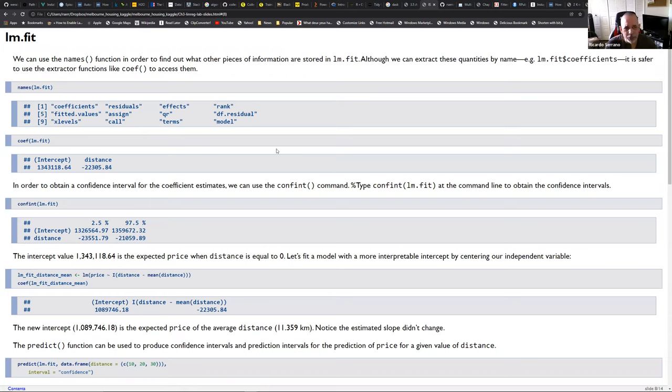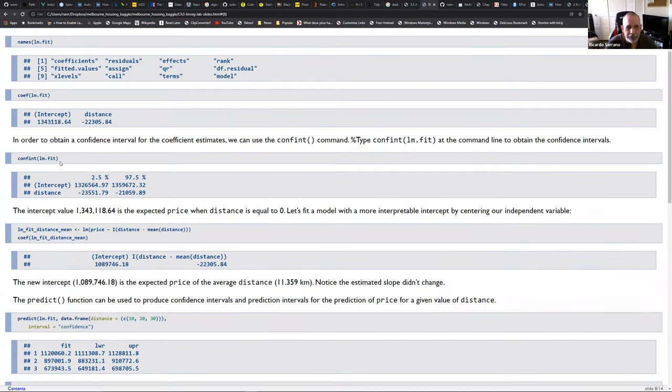So let's look a little bit into the lm fit object. Remember that you use names for a data set. What you get is names, right? For that object, what you get is what is inside that object. So for example, if I do lmfit dollar sign coefficients, it's going to bring me those coefficients. But there's always a function in R to make it easier. I can do coef, in parentheses lm.fit, and also get the same information, okay? You can try it. You'll get the same information here.